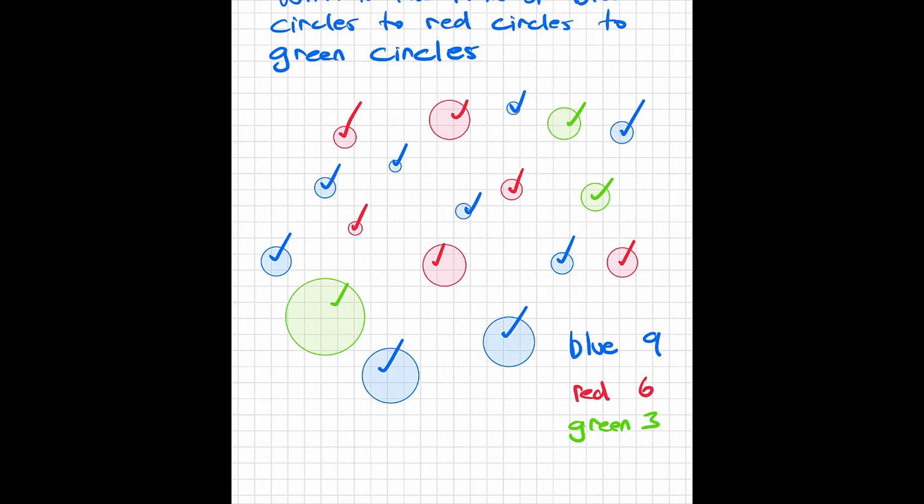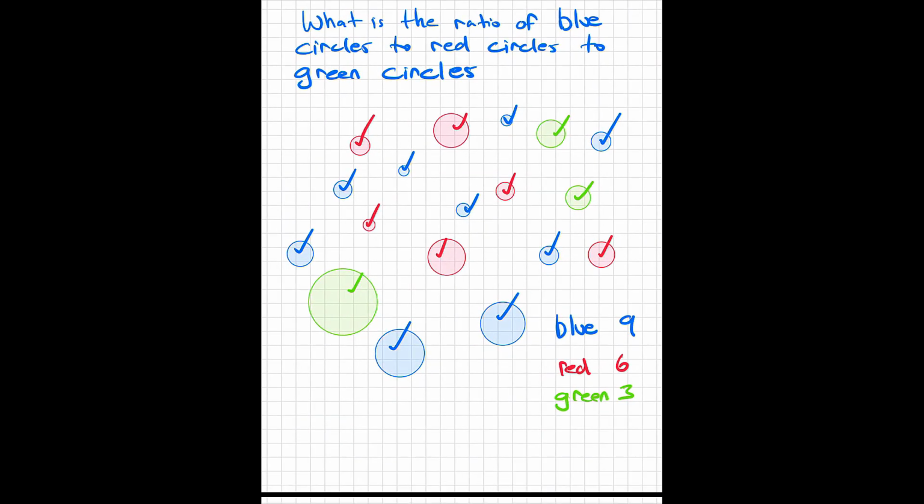So what is it asking us to do? A ratio of blue. So what I want is to keep it in that order. Blue to red to green. Okay, and I just look here. Blue is going to be 9 to the red, which is 6, and finally to the green, which is 3. So the ratio is 9 to 6 to 3.